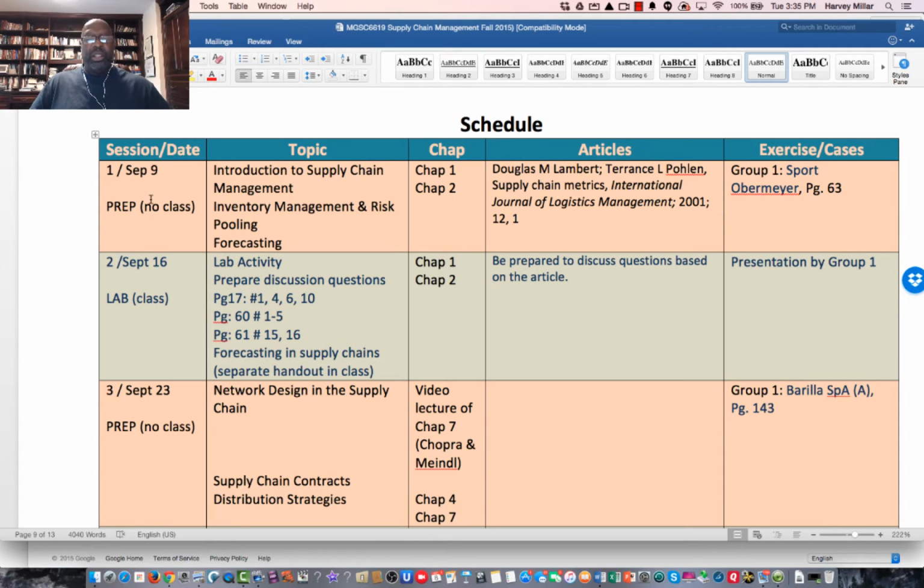The date of each one is shown in the left column, along with the topics that we're covering, the various chapters. For example, for next Wednesday, we'll be covering chapters 1 and 2. There are a number of questions at the end of the chapter, so be prepared to discuss those, and also the article that you have to read. There will also be a group exercise. I'll talk about the group presentations. In the last column here, you will see which of the cases will actually be discussed.